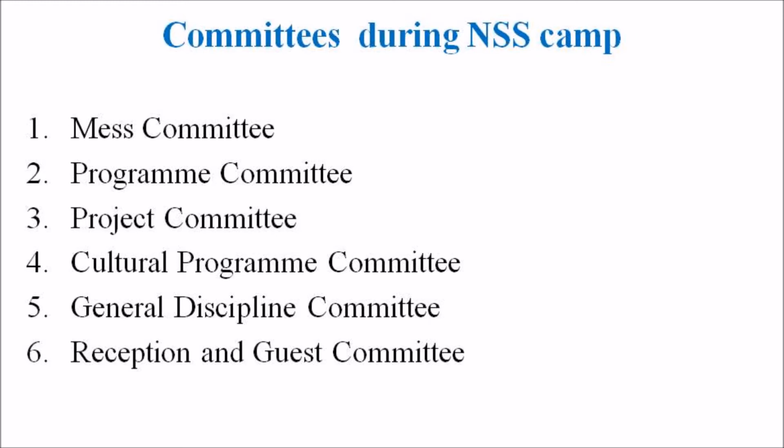Third one is the project committee, which should take care of the project works including supply of tools and equipment. Fourth one is the cultural program committee, which will arrange the cultural program in a way that all participants get an opportunity to show their skills and talents. And the fifth committee is the general discipline committee, which will look after the discipline in the camp. Sixth one is the reception and guest committee, which will look after the guests in the camp and make necessary arrangements for their arrival and departure.